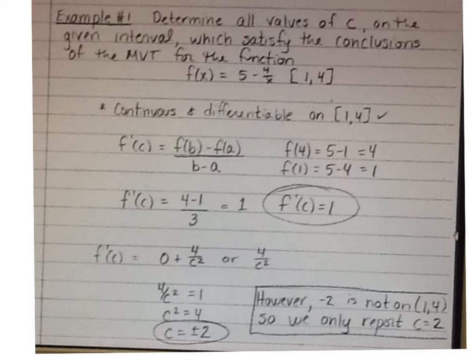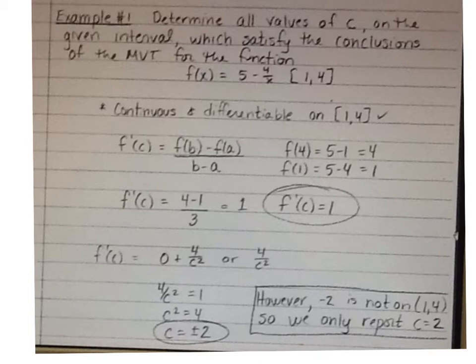As with most of the math we do, sometimes it's best looked at in an example. So here's an example. Determine all the values of c on the given interval which satisfy the conclusions of the mean value theorem for the function f of x equals 5 minus 4x on the interval from 1 to 4. So before I go about actually doing this, I want to make sure that my function is both continuous and differentiable on the interval 1 to 4. I know that the only domain restriction is going to occur when I deal with the x in the denominator. So if x was able to take on values of 0, I would be in trouble, but 0 is not on the interval from 1 to 4, so I know I'm continuous on that.